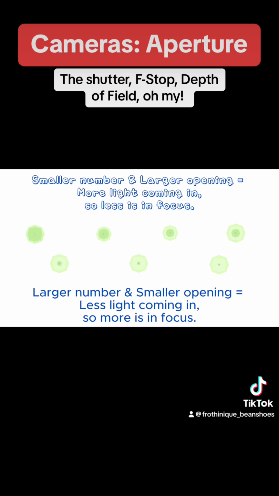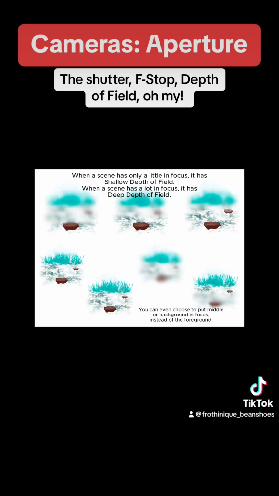This is a visual example of how the different f-stops look. None of these are exact to scale, but the one on the top left corner is closest to an f-stop of 1, and the one in the bottom right corner is close to an f-stop of 20 plus. Smaller number means more light, higher number is less light. And this is what that looks like visually.